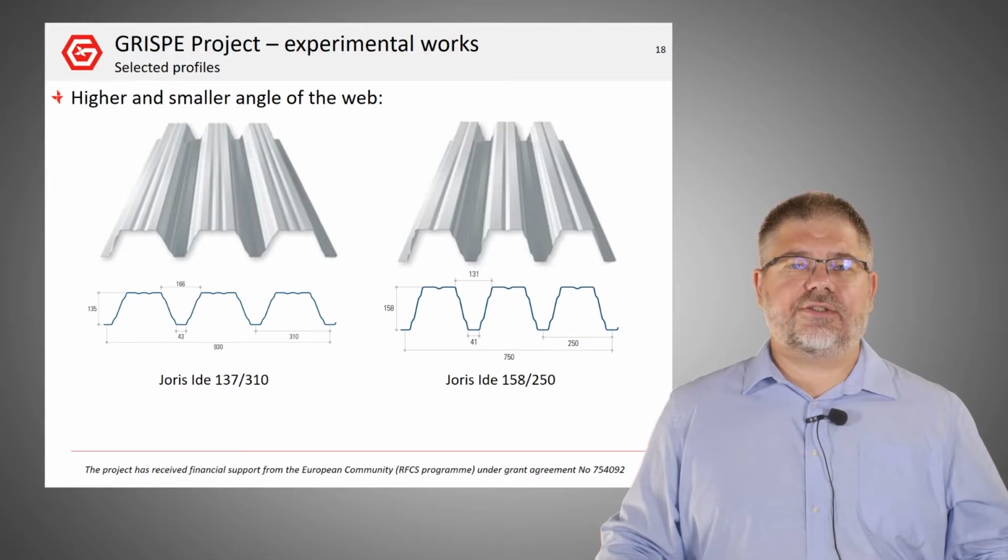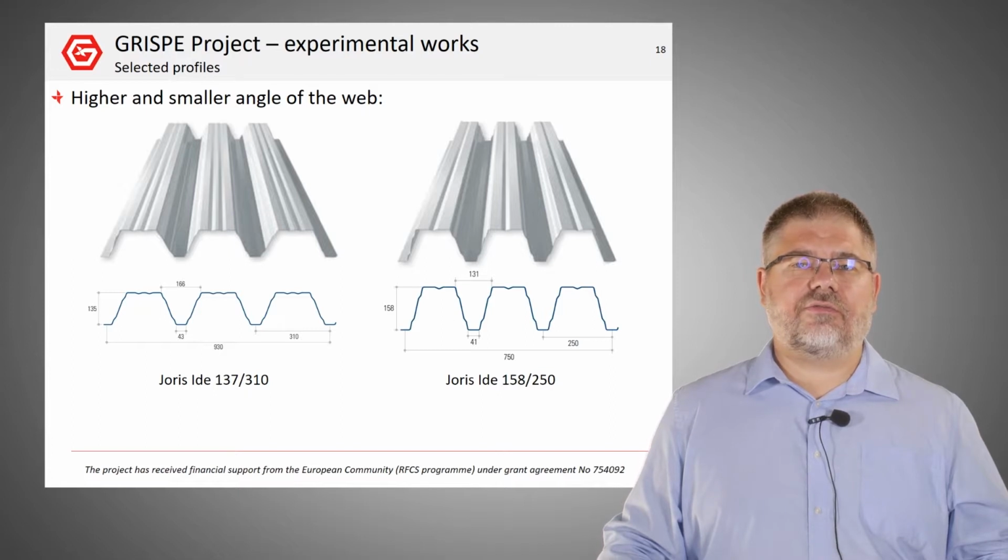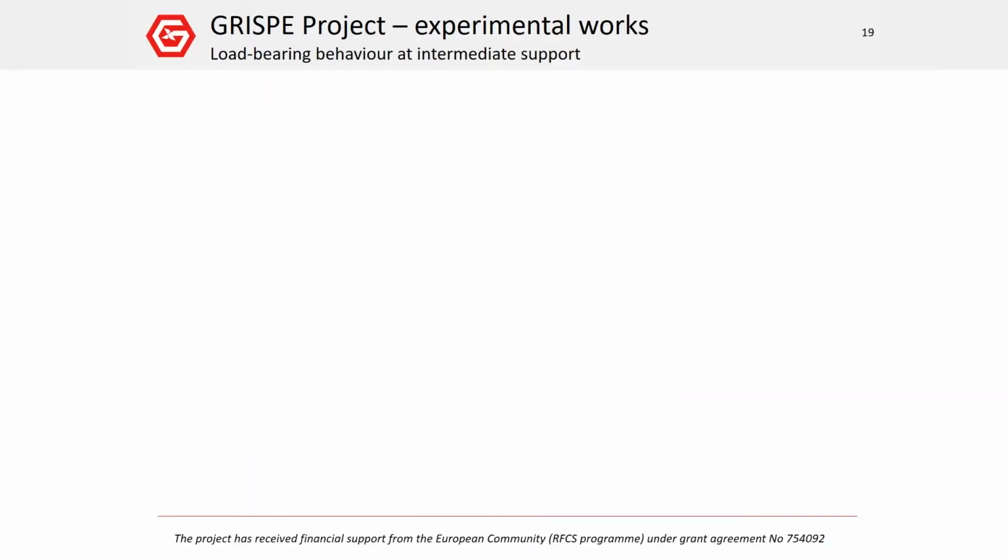Two steel decks, manufactured by Gerecid, were selected due to representing a range of web angles. The 2 steel decks were in 2 thicknesses, 0.75 and 1 mm.